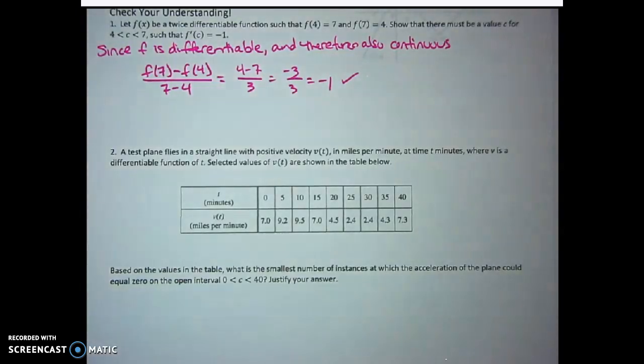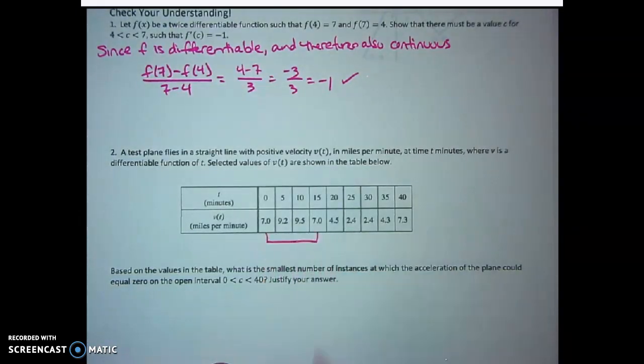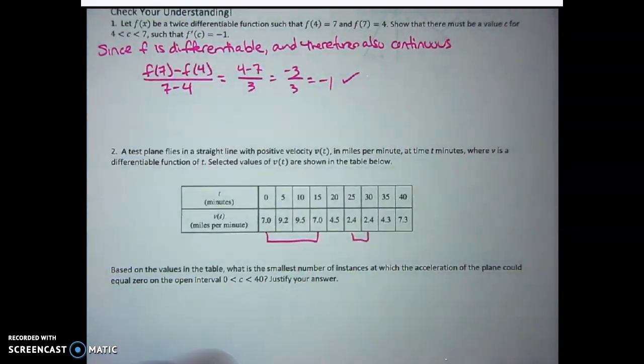Since it's the velocity function that's given, we need to find the number of times that the acceleration, or the first derivative, could equal 0. So are there any intervals in which the velocity would have an average rate of change of 0? And we can see, since my y is the same there, the average rate of change would be 0 there. And again, from 25 to 30, the average rate of change is 0. So those would be the two instances that the acceleration by the mean value theorem are guaranteed to be 0.